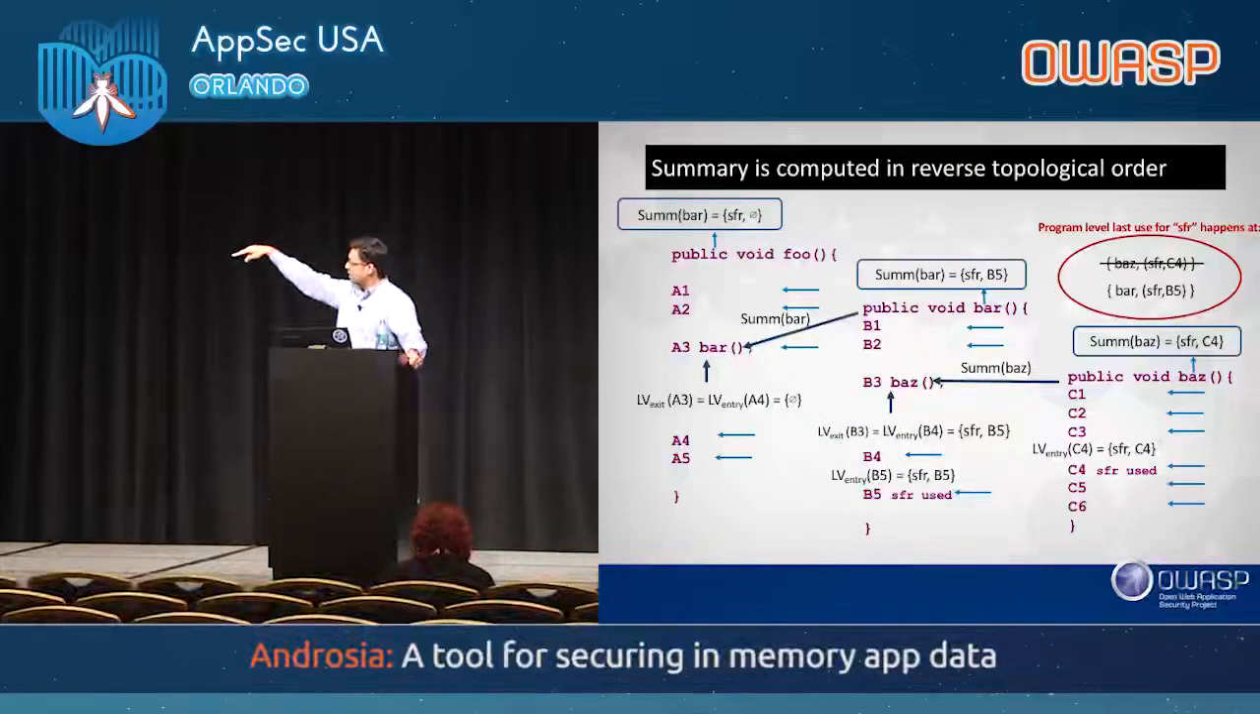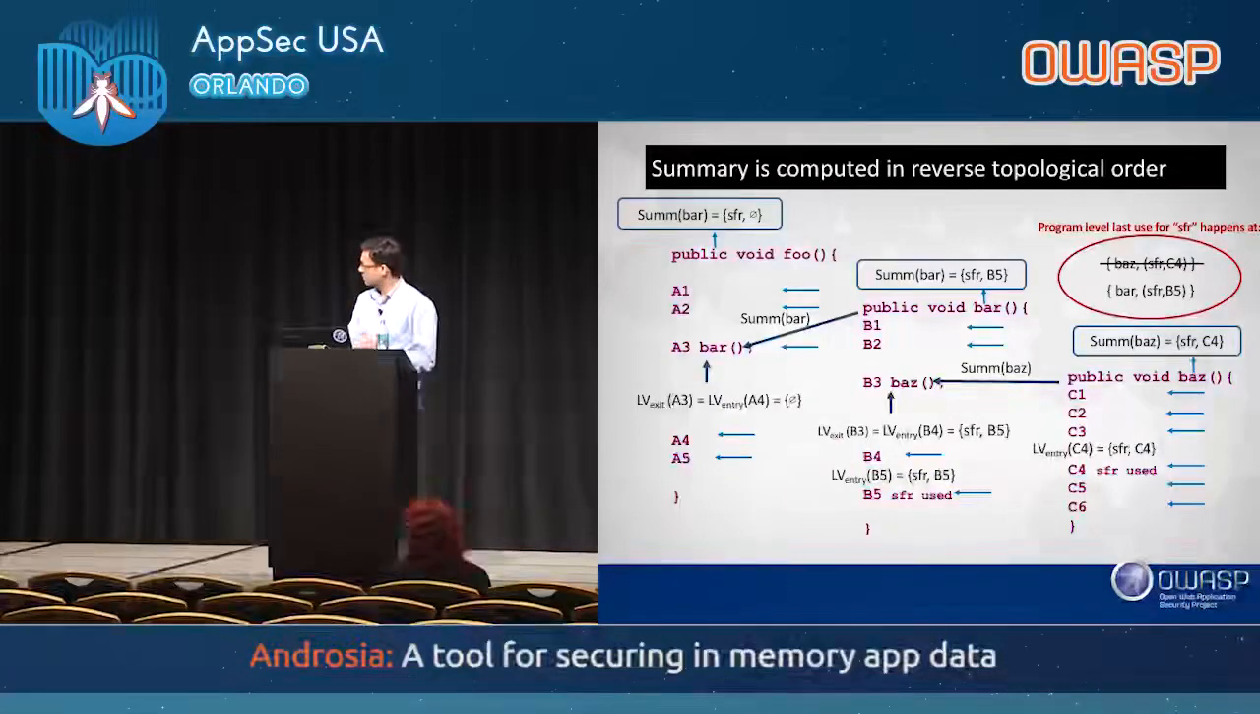Since we can see that we are using the static field reference at B5, which is coming later in the sequence after baz gets called, we need to update that data structure because SFR is being used last at B5 and not really last in the baz method. So we'll change it to bar, SFR, B5, because SFR is last being used at B5 in the bar method.